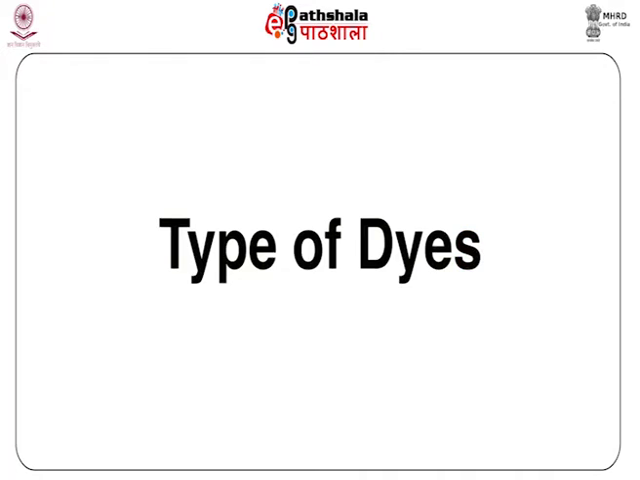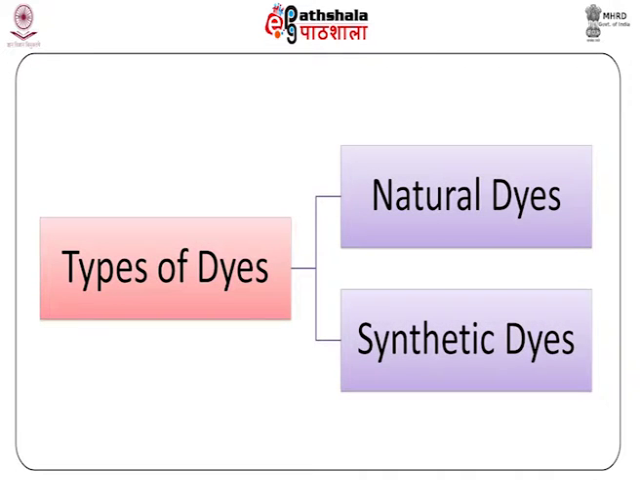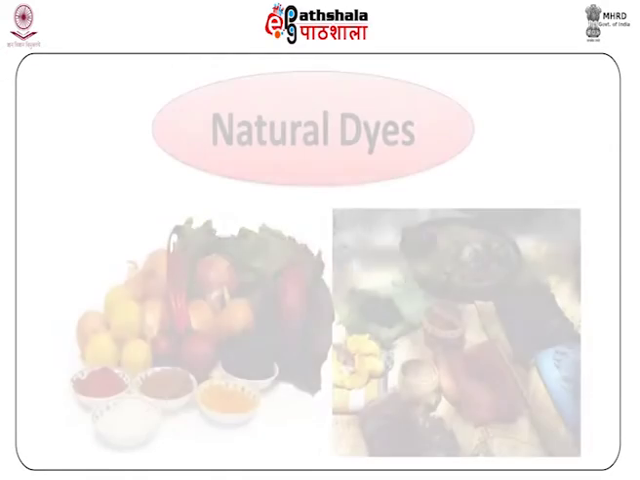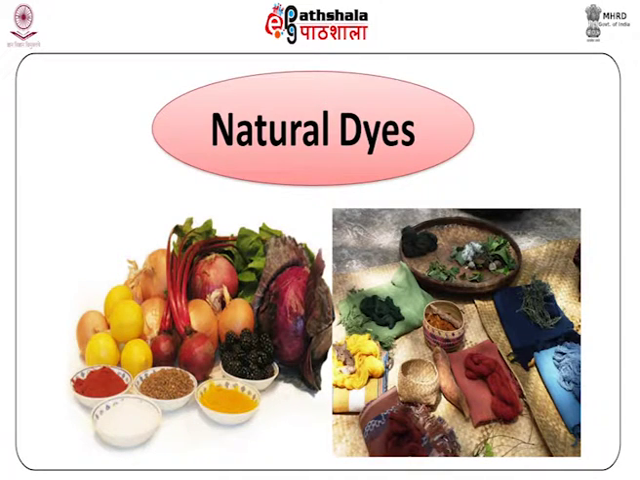Types of dyes. The dyes are generally classified on the basis of their chemical properties and their different applications. Natural dyes. Natural dyes, as the name proposes, are the dyes acquired from natural resources. They are mostly organic compounds which are colored. Earlier, people used to dye their textiles using common, locally available materials.